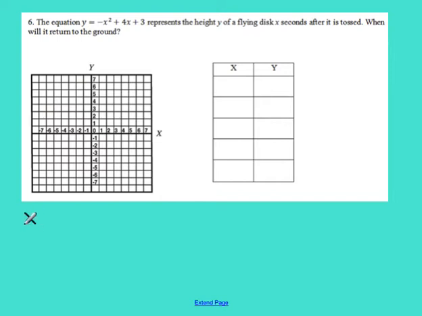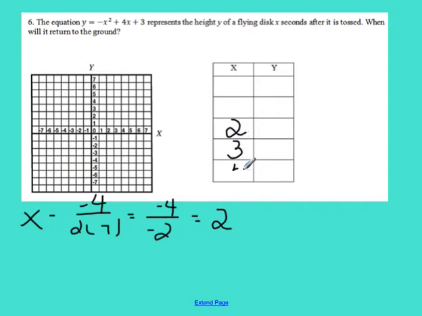So first we're going to calculate out the vertex. So we're going to do opposite of b over 2a. -4 divided by 2 times -1 is -2. -4 divided by -2 is 2. So our vertex is 2. And then we're going to go up this way, and we're going to go down this way.